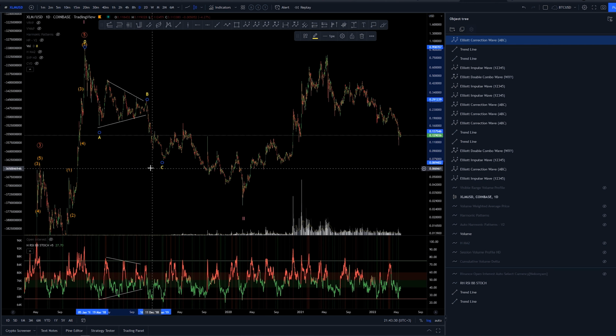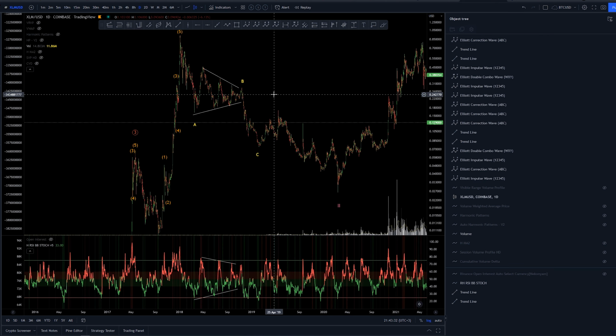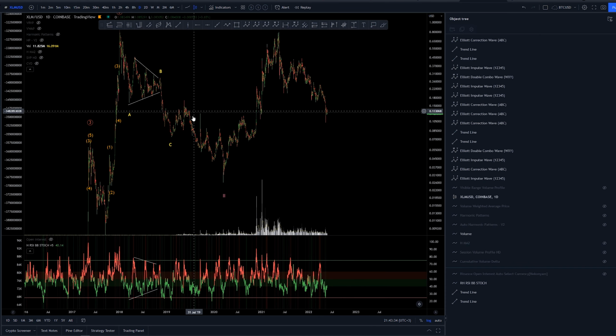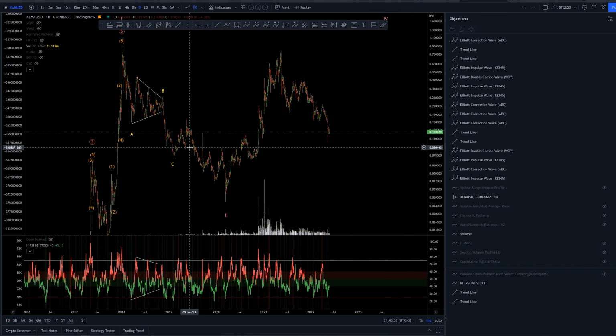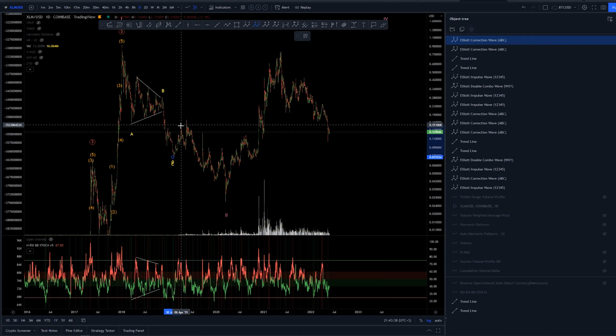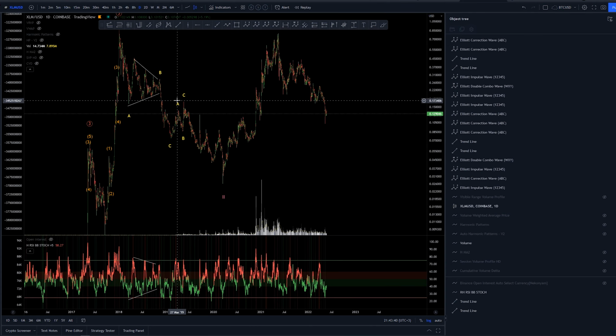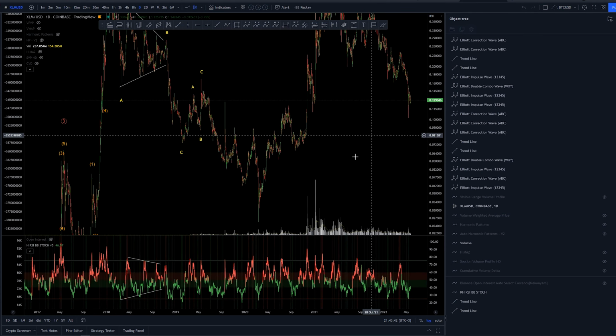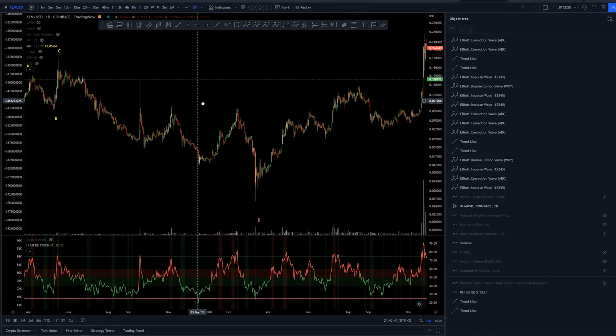Don't really have a good divergence between these two. We might need to go to a lower degree to confirm that. Another 3-wave structure here. And what on earth is this? Massive spike here.